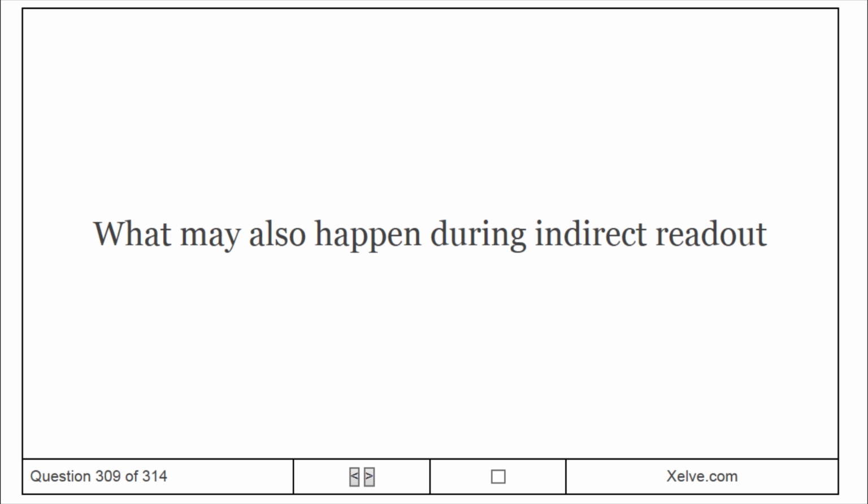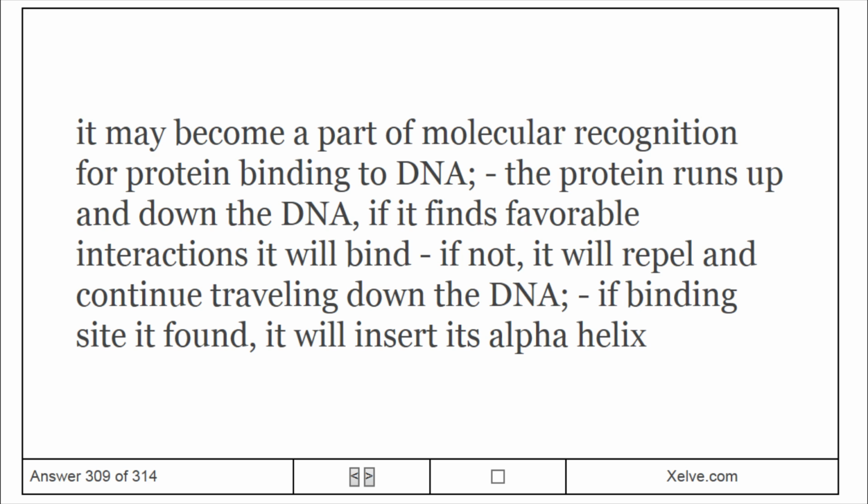What may also happen during indirect readout? It may become a part of molecular recognition for protein binding to DNA. The protein runs up and down the DNA. If it finds favorable interactions, it will bind. If not, it will repel and continue traveling down the DNA. If a binding site is found, it will insert its alpha helix.